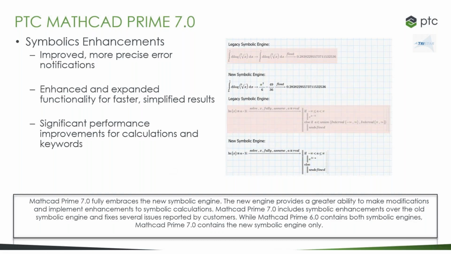We talked about the Symbolic engine for a hot second earlier, but they introduced the Symbolic engine in Mathcad Prime 6. In Mathcad Prime 6, you could choose to use the new Symbolic engine, which was the default behavior. If you didn't like the way some of the results were coming in, you did have the ability to revert back to what I'll call classic mode, using the more legacy Symbolic engine.